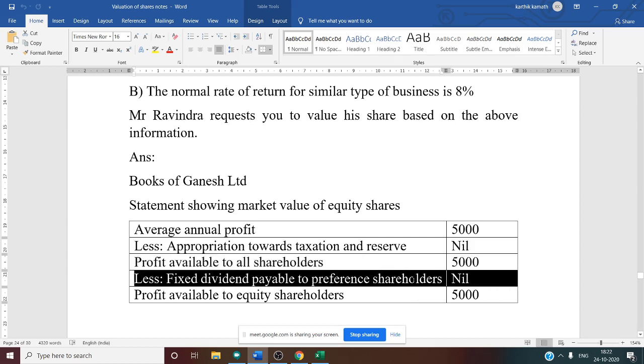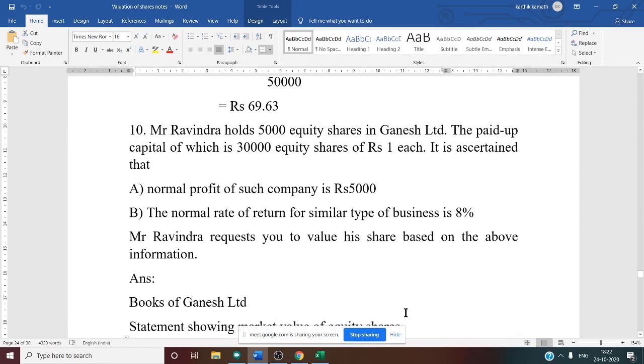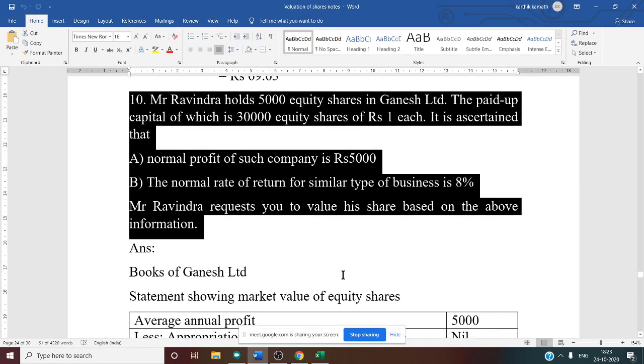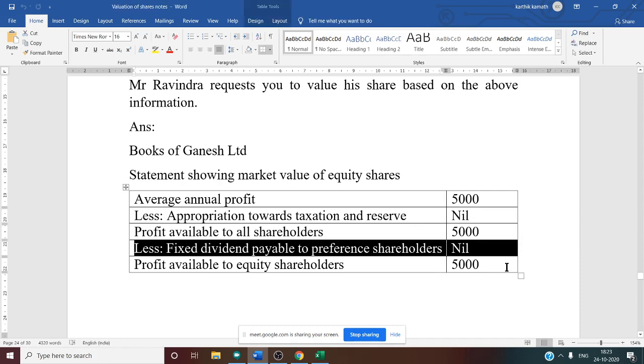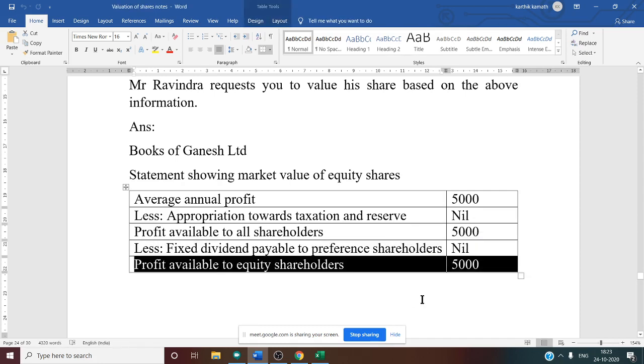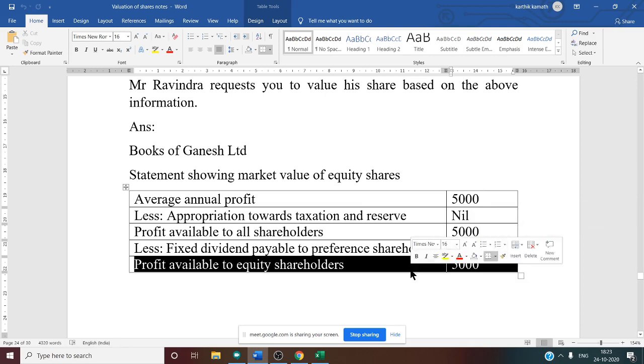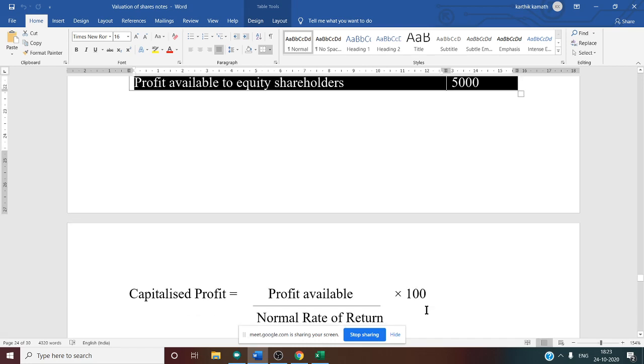From this you need to deduct fixed dividend payable to preference shareholders. Again, preference share capital information is also not given in the problem. Only equity share capital information is given. That is why that is also nil. So the final amount is profit available to equity shareholders, that is 5,000. So you can say here average annual profit itself is the profit available to equity shareholders because of no adjustment in the problem. After this we need to find out capitalized profit.